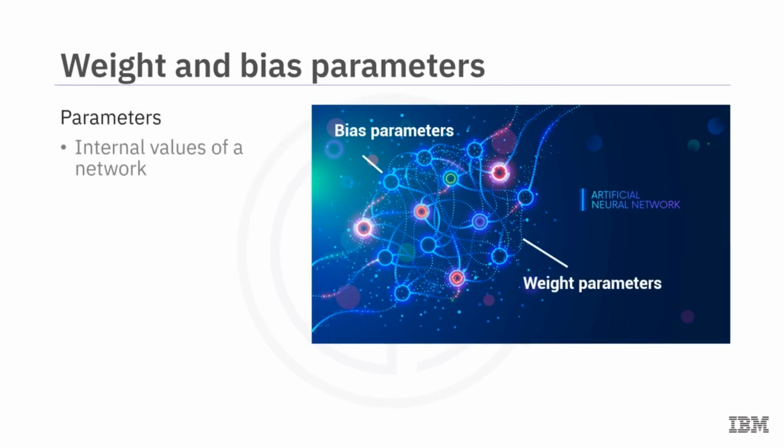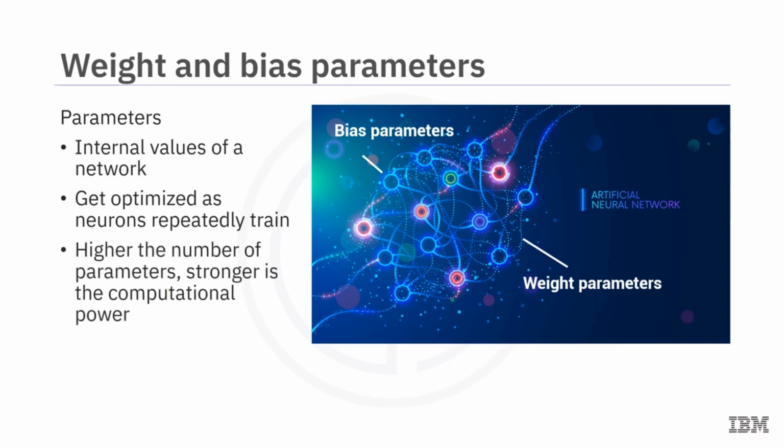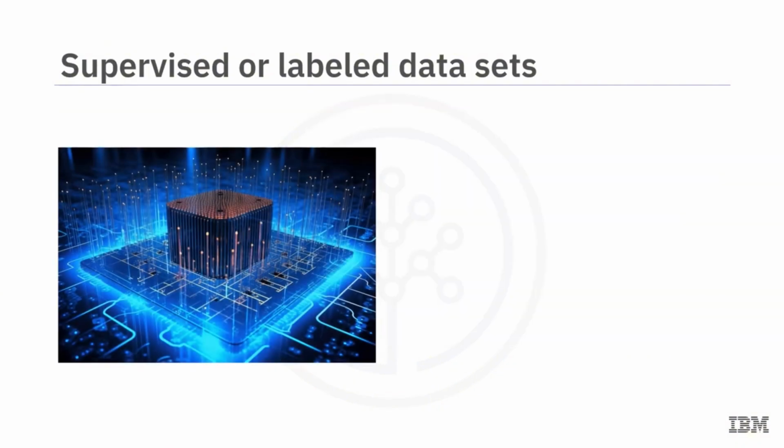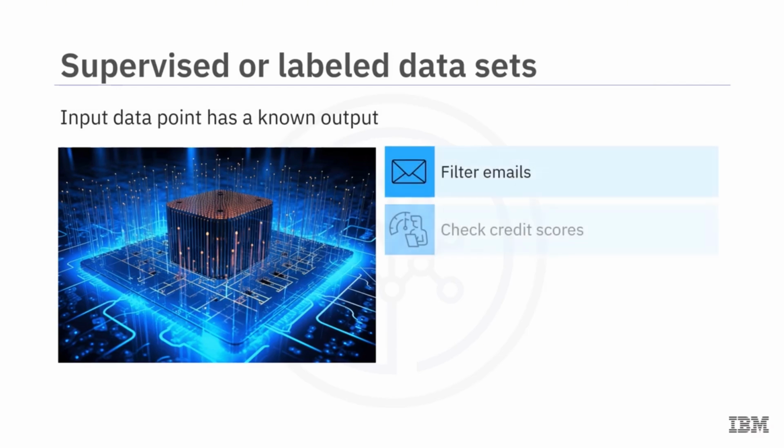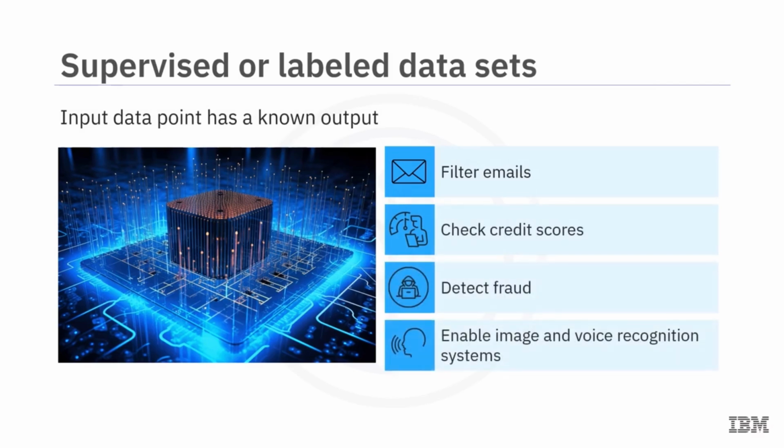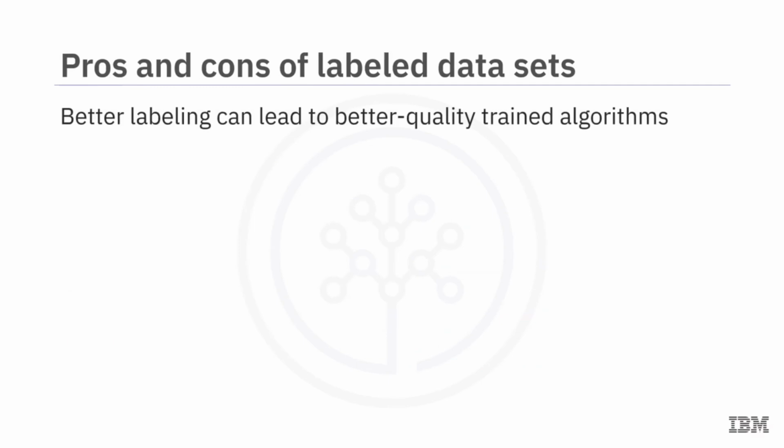Parameters can be defined as internal values of a network that get optimized as neurons repeatedly train on vast data sets. The higher the number of bias and weight parameters, the stronger is the computational power of the network, which leads to increased predictive accuracy. Sometimes, deep learning algorithms are trained on supervised or labeled data sets where each input data point has a known output. Such supervised learning helps create tools that filter emails, check credit scores, detect fraud, and enable image and voice recognition systems. While better labeling can lead to better quality trained algorithms, it introduces some constraints.